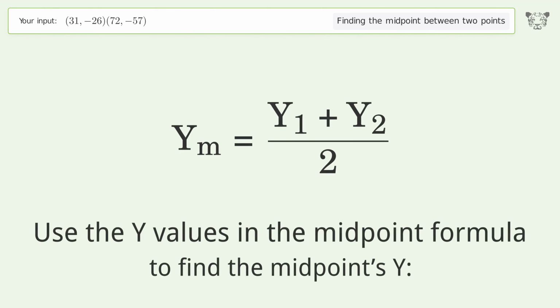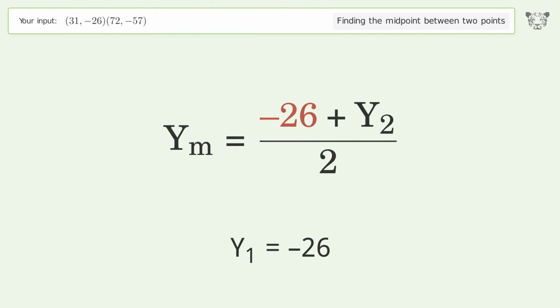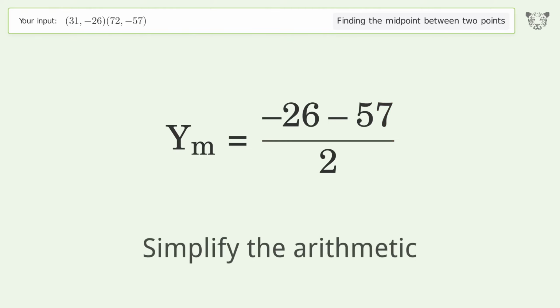Use the y values in the midpoint formula to find the midpoint's y. y1 equals negative 26. y2 equals negative 57. Simplify the arithmetic.